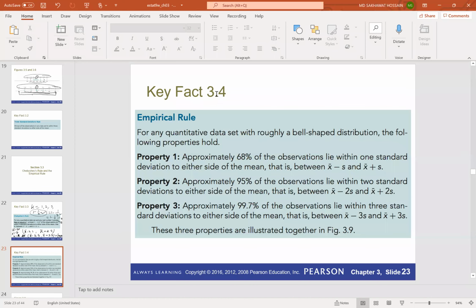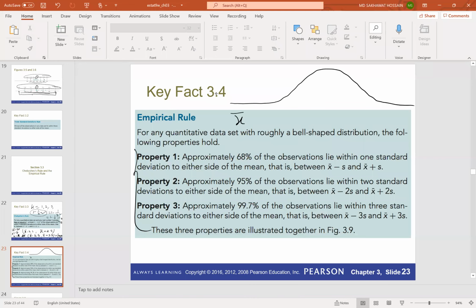And here is the empirical rule about the standard deviation. For any quantitative data set with a roughly bell-shaped distribution, and bell-shaped distribution means roughly symmetric distribution. So if the shape of the distribution is like this, then we have the following empirical rule. Property 1: approximately 68% of the observations lie within one standard deviation to either side of the mean. That is between x bar minus s and x bar plus s.